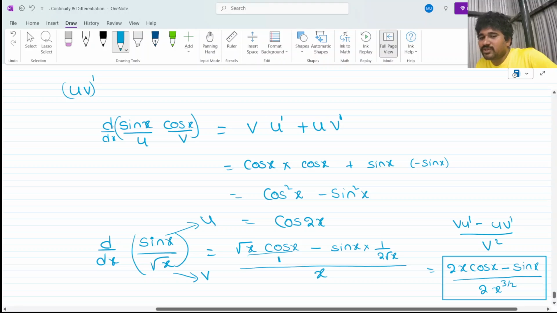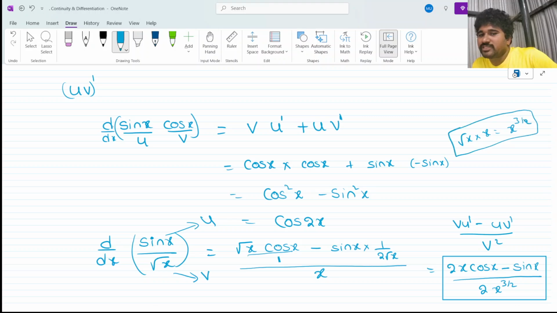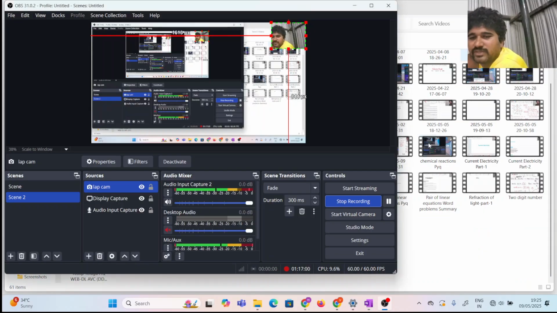Why? Because root x into x will be x power 3 by 2. Its power is 1 by 2 and the other power is 1, and 1 plus 1 by 2 is 3 by 2. Understand? Is that clear for everybody? Sure. Any confusion? No confusion?